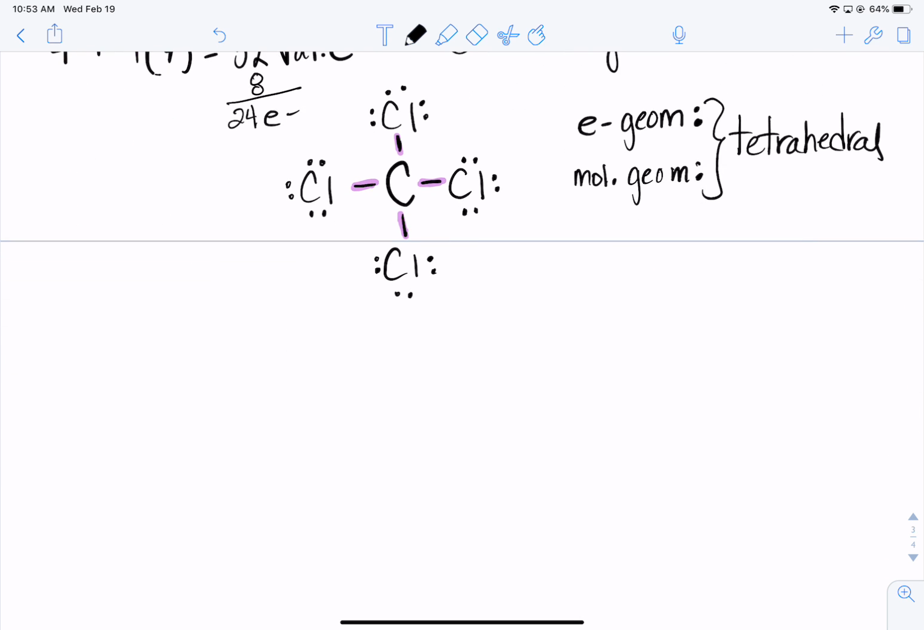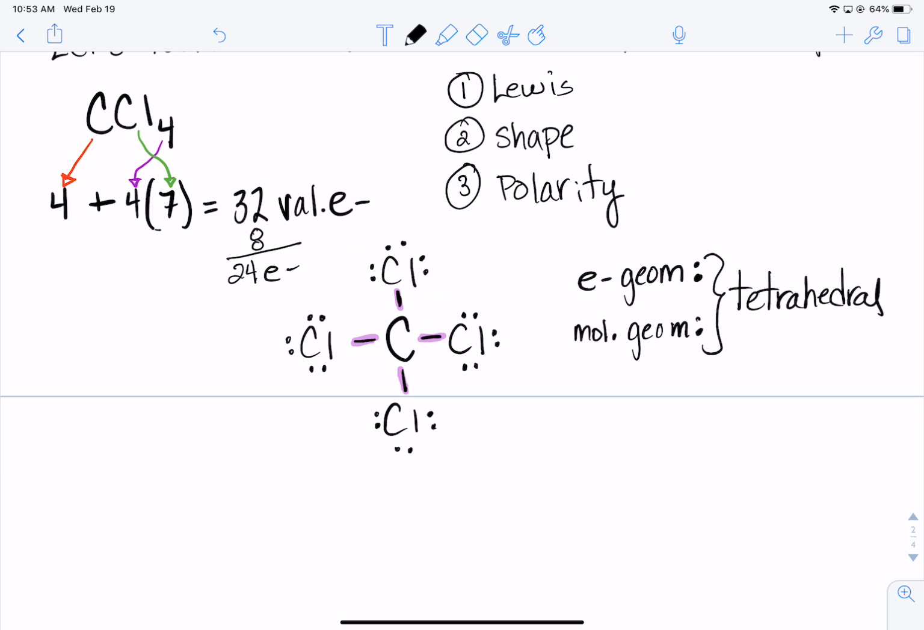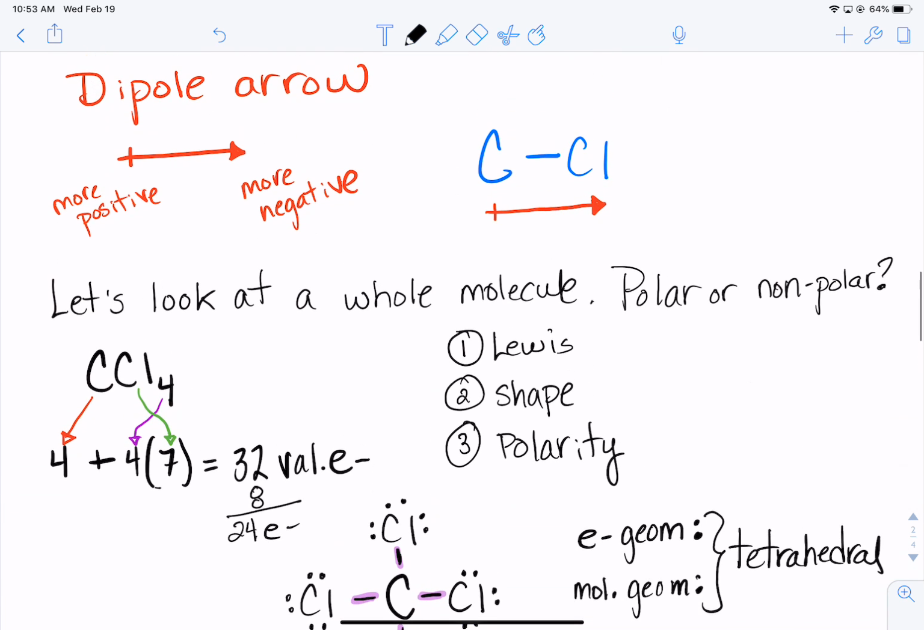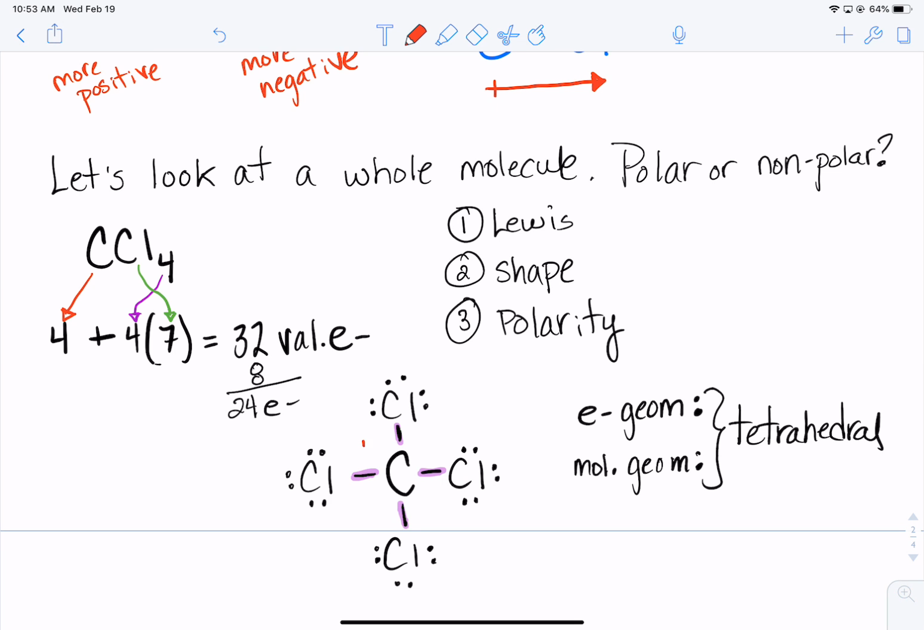Let's now put our dipole arrows on our Lewis structure. I'm going to scroll up just a little bit. We know that chlorine is more electronegative than carbon. So the electrons are going toward the chlorine. So that's what you do. You draw the dipole arrows.